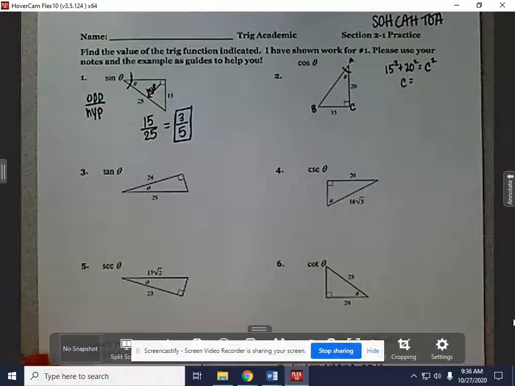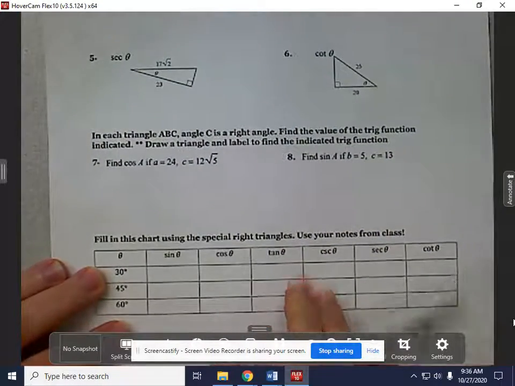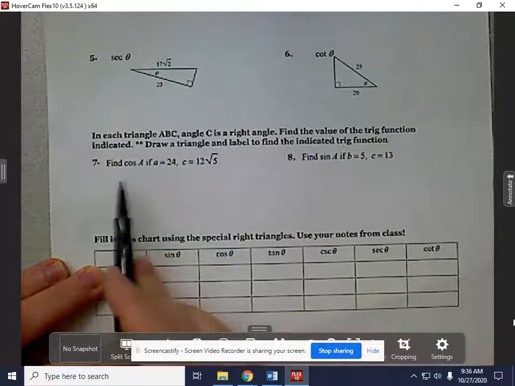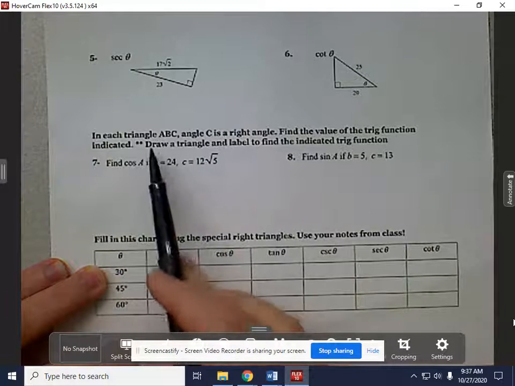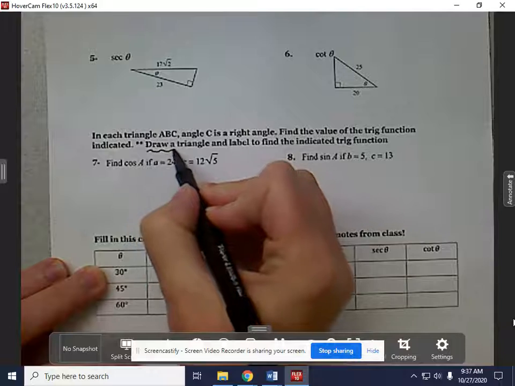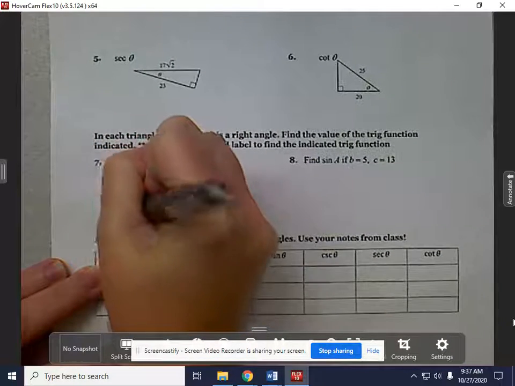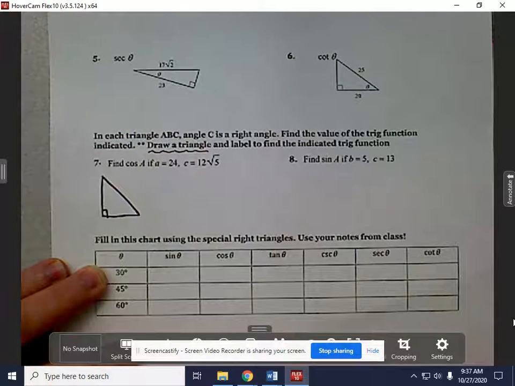So you guys are going to try those. For number 7 and 8, it's really the same idea. You are just going to try to set it up on your own. So I'm going to set up number 7 with you. Number 7 says find cosine of A if, and it gives us information. I want to draw a triangle. That's the big thing for this. Draw a triangle. So I'm going to draw a right triangle. You can put it however you please. I'll just do it like that. Just make sure you do have a right angle.